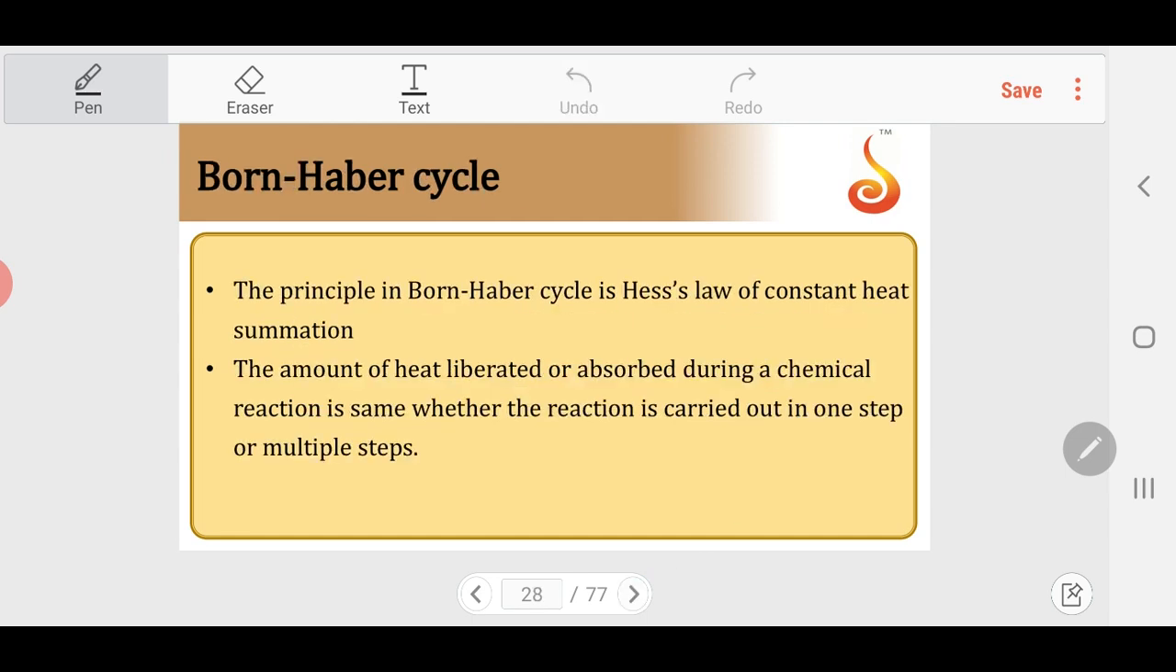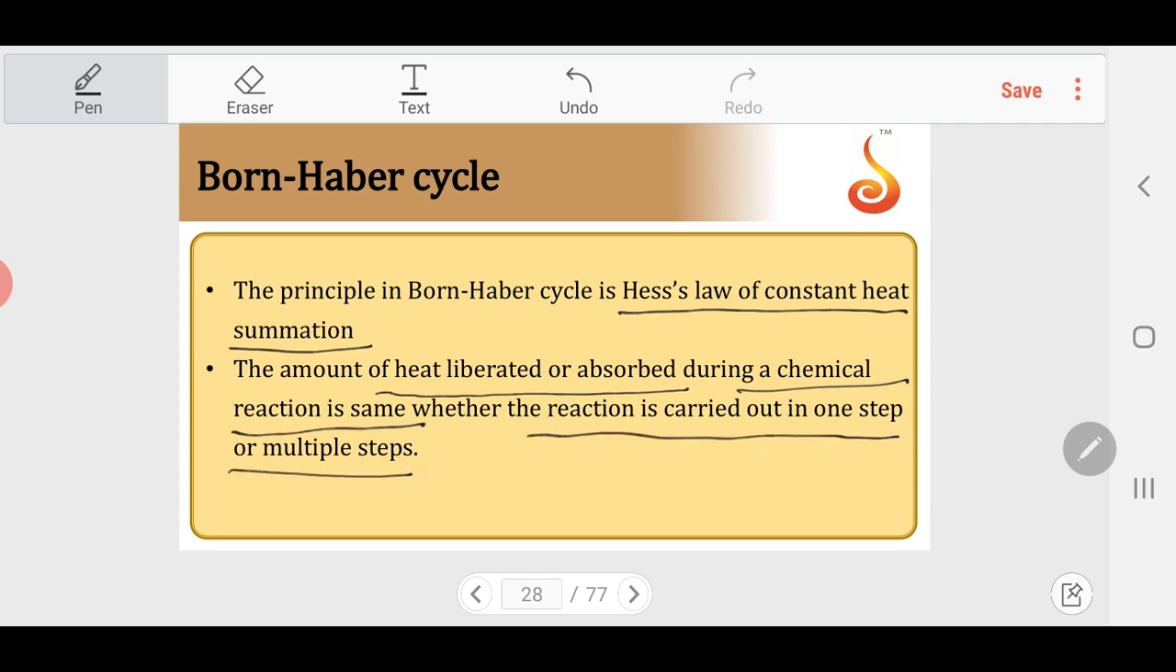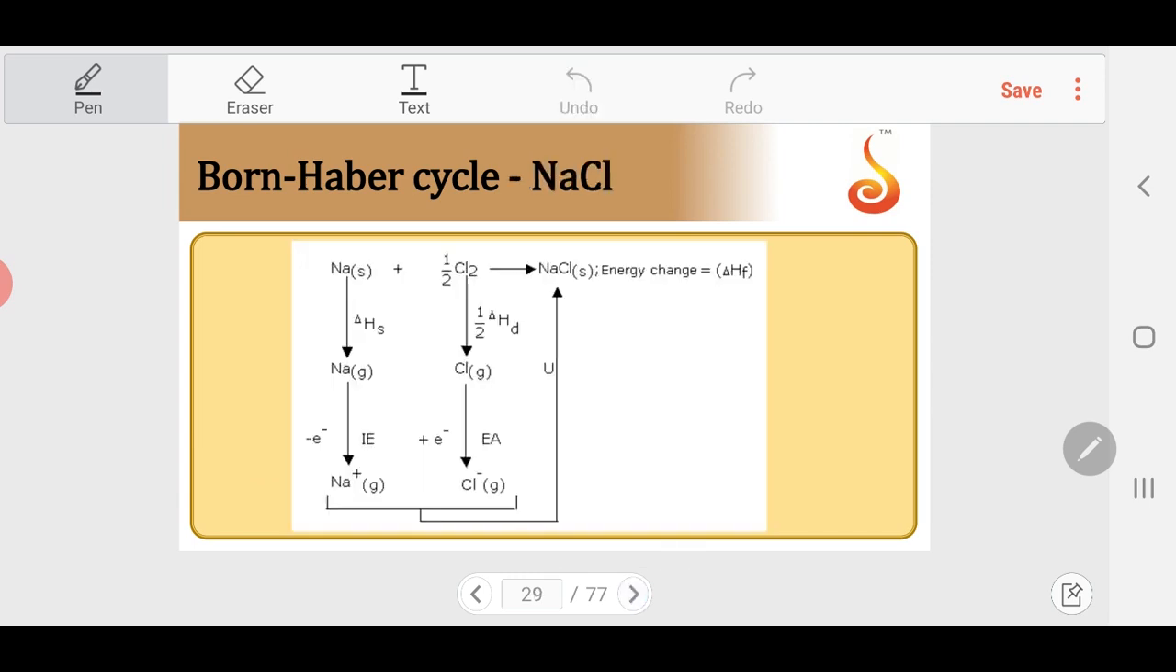The Born-Haber cycle is based on what is called Hess's law of constant heat summation. Hess's law of constant heat summation says that during a chemical reaction, the amount of heat liberated or absorbed will remain the same. The enthalpy change of a reaction will remain the same whether the reaction is carried out in one step or in multiple steps. So let us see the Born-Haber cycle for a simple example, NaCl.